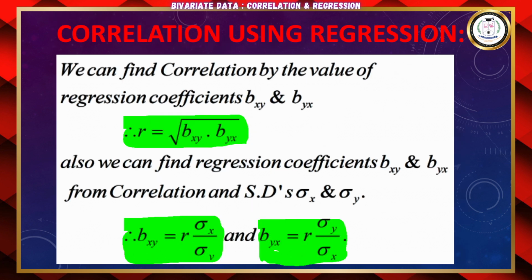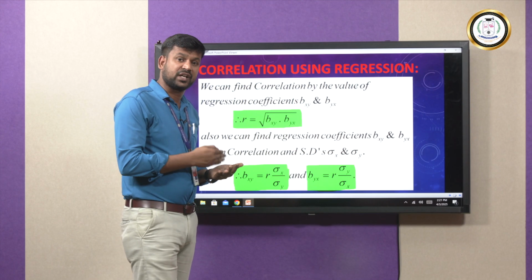Now let's see a topic. We can find correlation by the value of the regression coefficient. I told you already, right? bxy and byx are nothing but the regression coefficients.